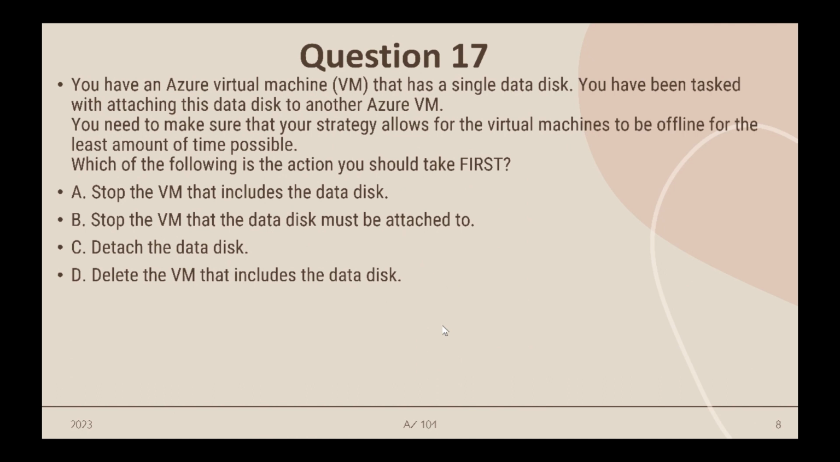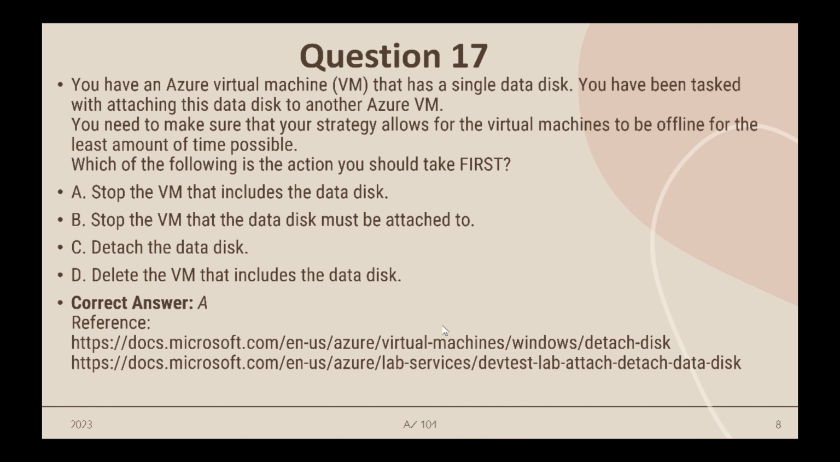Now let's look into the correct answer. The correct answer is A. And these are the references. You can go through the references. So basically, what you have to do is stop the VM that includes the data disk, and then you can attach the disk. That is the action that needs to be performed first.